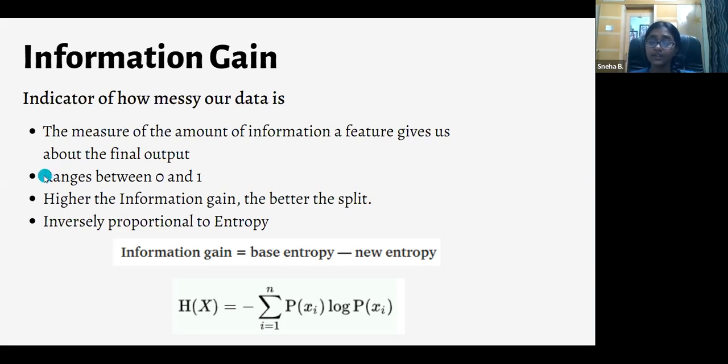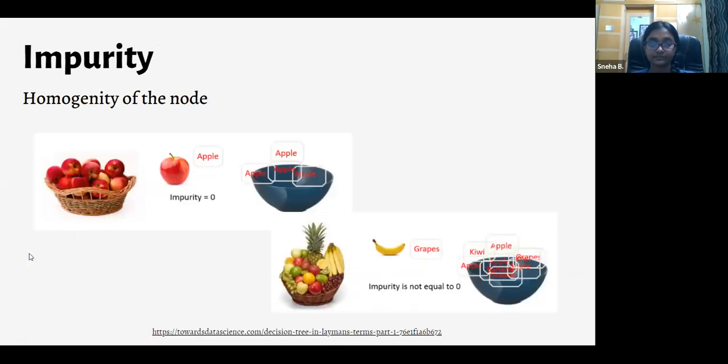So again, information gain ranges between 0 and 1. Again, the higher the information gain, the better the split, and it's inversely proportional to entropy. So I'll explain all this. So let's go back here.